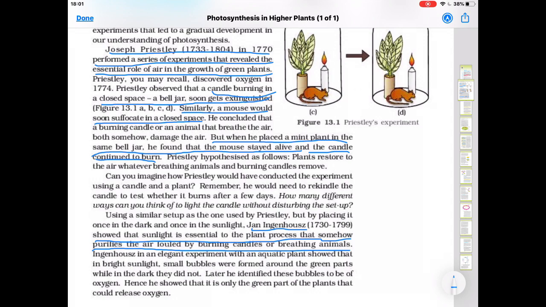Ingenhousz, in an elegant experiment with an aquatic plant, showed that in bright sunlight small bubbles were formed around the green parts, while in the dark they did not. Later, he identified these bubbles to be of oxygen, because during sunlight the plants perform photosynthesis. During photosynthesis, oxygen is released by the green part, so that will appear as bubbles on the plants near the plant. Hence, he showed that it is only the green part of the plant that could release oxygen.